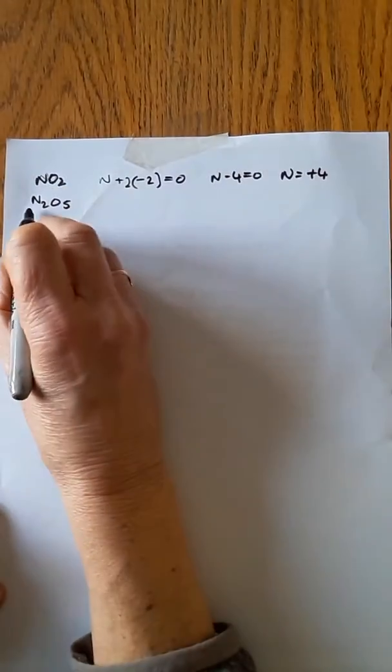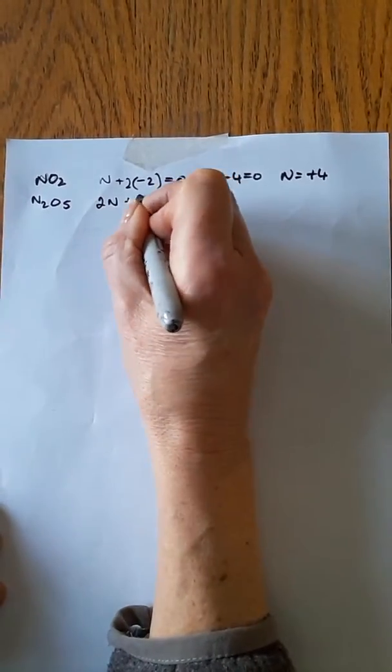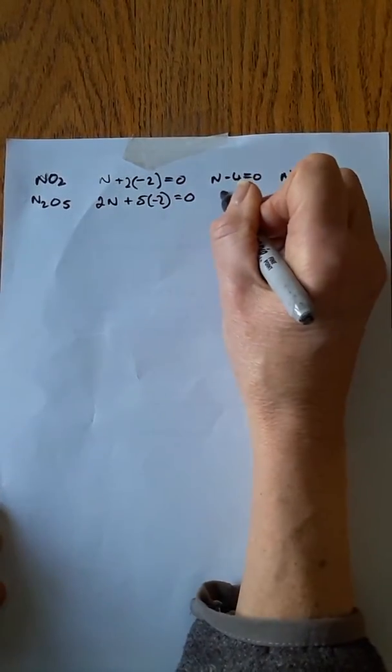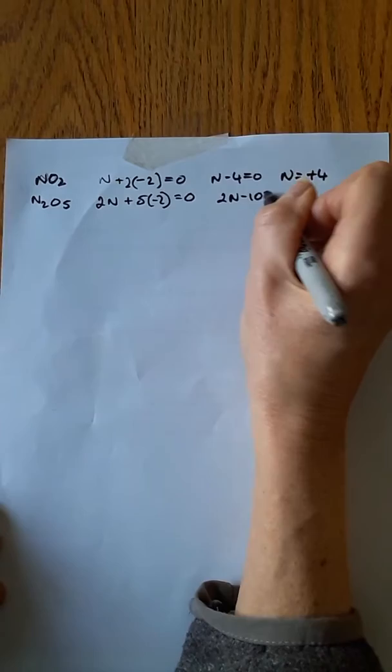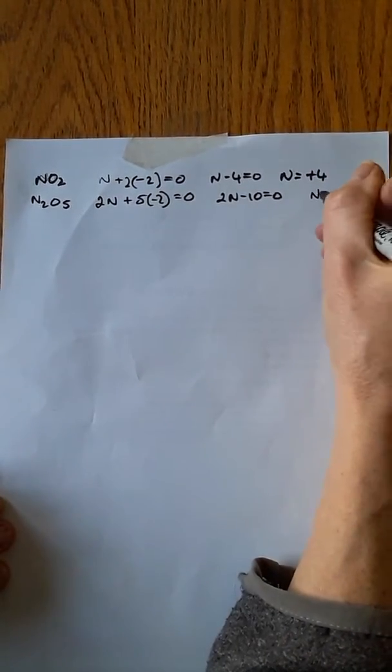N2O5, again, don't know what nitrogen is. There's 2 of them, and there's 5 oxygens, which of course are -2, overall charge of 0. So this gives me 2 nitrogens minus 10 is equal to 0. So in this particular case, 2 nitrogens equals 10. Each nitrogen must be +5.